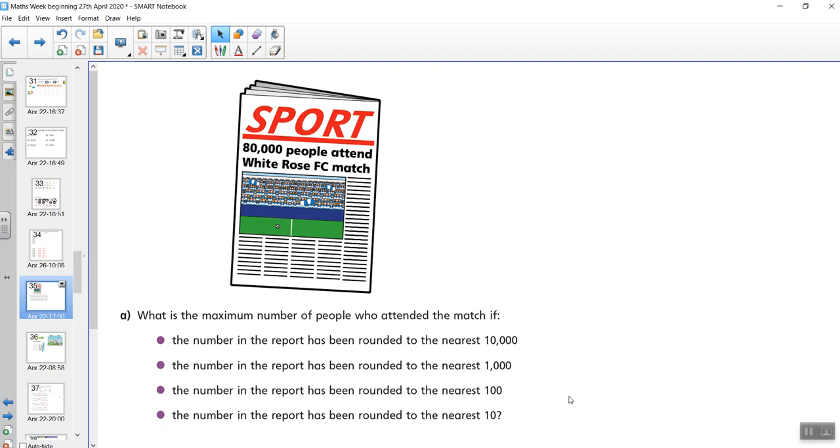Now, I'm not going to give you the answer to this question, but if you email me with your answers, I'll let you know whether you were right. Tomorrow, we're going to look at rounding to the nearest 100,000.